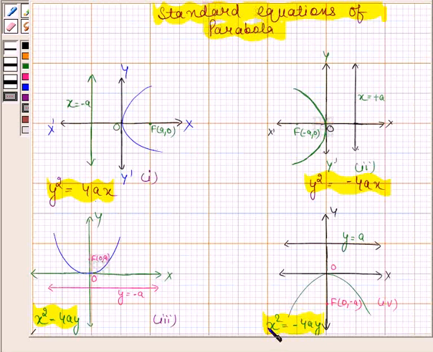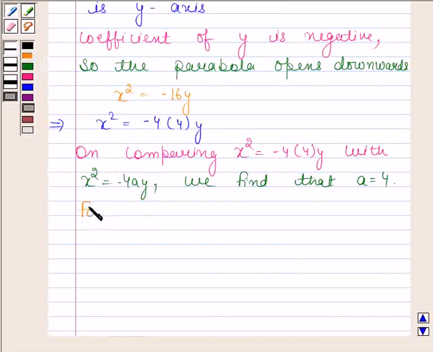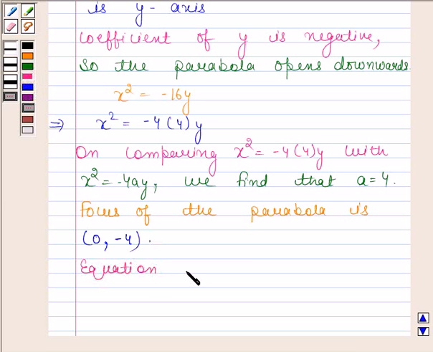We know that if the equation of parabola is of the form x squared equals minus 4ay, then its focus is at the point 0, minus a and directrix is y equals a. So focus of the parabola is 0, minus 4. Equation of directrix is y equals 4, as a is equal to 4 here.